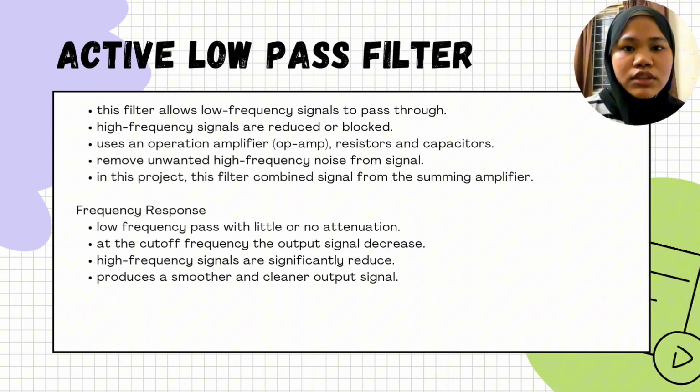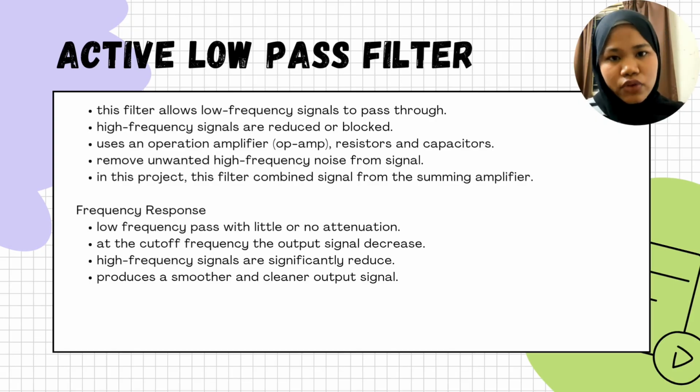Next, I will explain about the active low pass filter. This filter is a circuit that allows low frequency signals to pass through while reducing or blocking the high frequency signals. This filter also uses an op-amp together with resistors and capacitors. What is the main purpose of this filter? It is to remove unwanted high frequency noise from the signal. In this project, the active low pass filter is used to filter the combined signal from the summing amplifier.